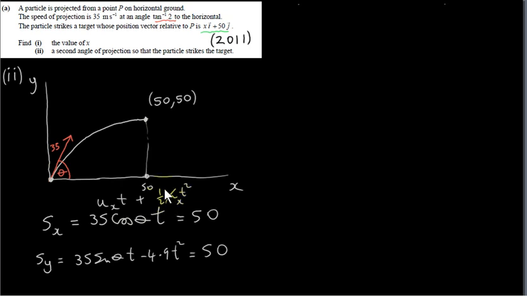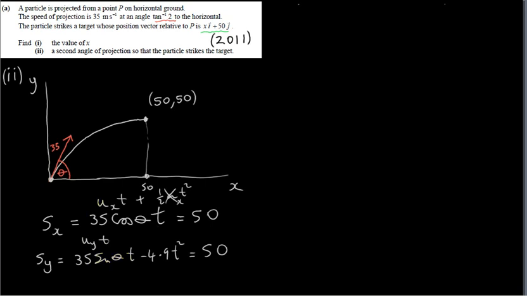Ax, as we know, is 0. There are no forces in the x direction, so the x component of the acceleration of the particle is 0. So s sub x, that's just the x value of the target, is 35 cos theta times t. T is the time taken to hit the target. S sub y similarly is uy t plus a half ay t squared. As we know, ay is minus 9.8, so a half of minus 9.8 is minus 4.9. uy, the y component of the initial velocity, is 35 sine theta.